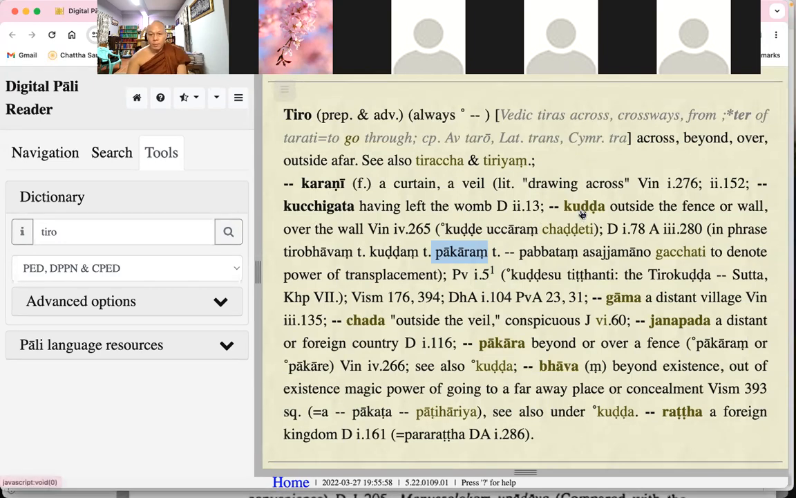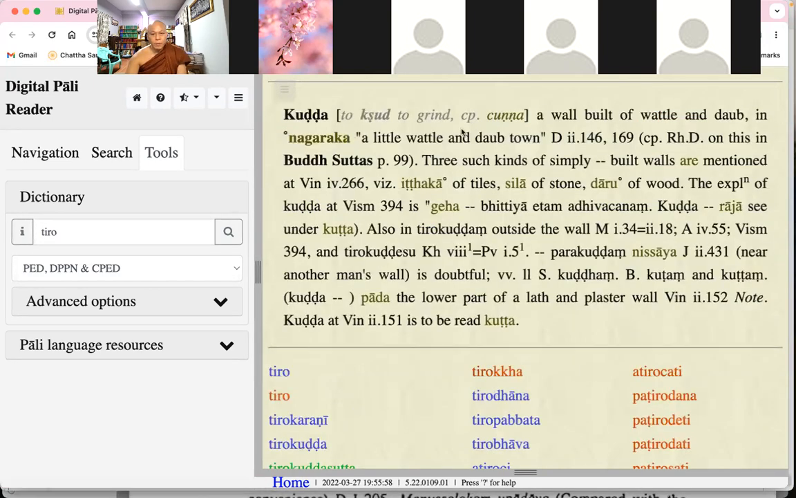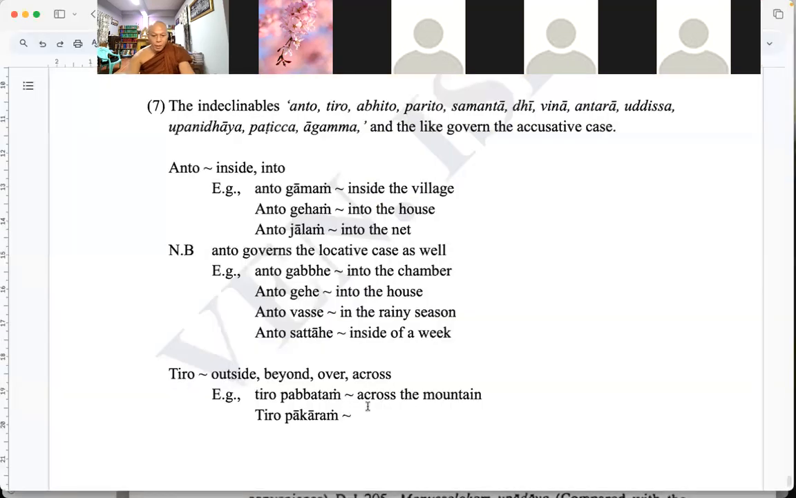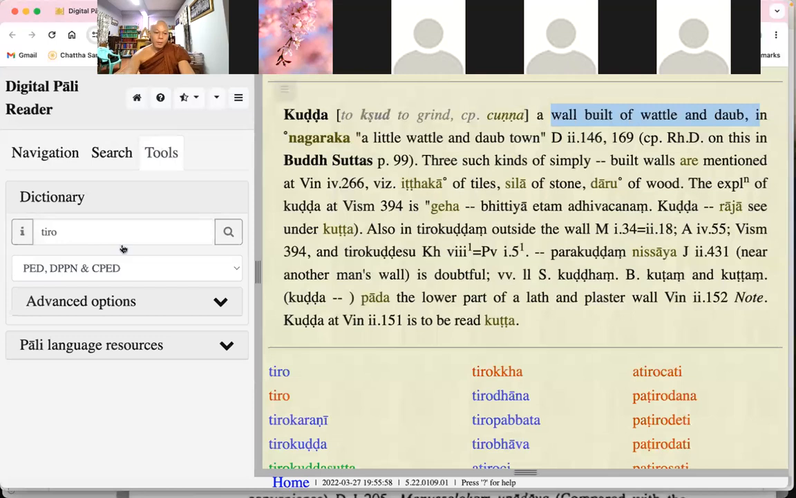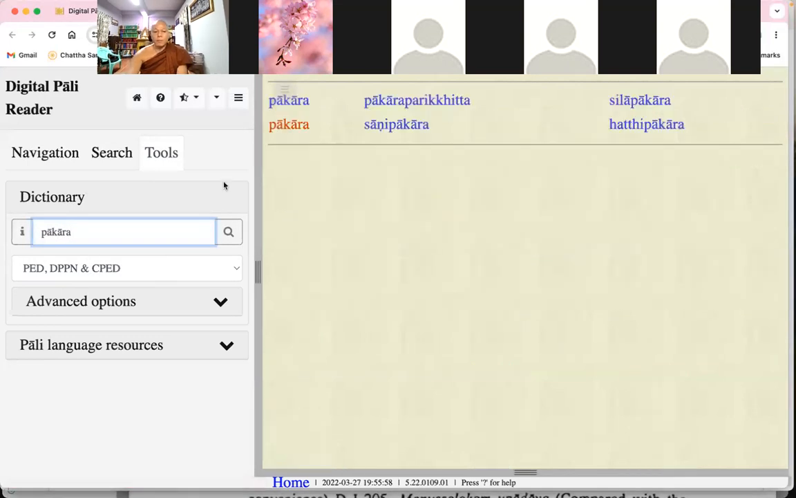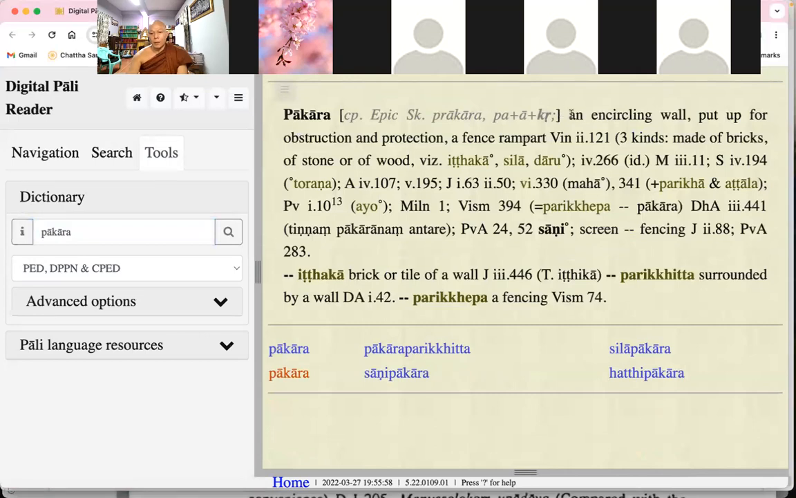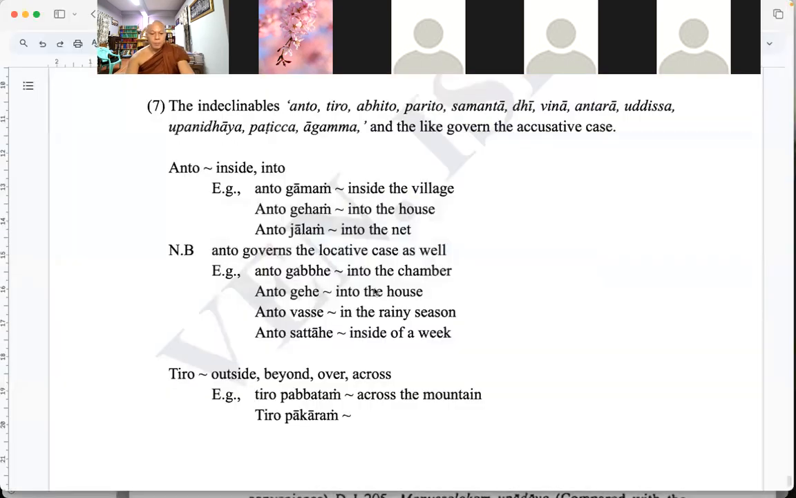Kota. What does kota mean? Kota means the fence. Yeah, kota means a wall, a bit of water or dug, maybe. So tiro kota or tiro bakara. So bakara is also a wall, actually. You can see. So bakara means an encircling wall, used for the purpose of a fence, rampart or something like that. So that is one. Maybe a fence. So outside the fence.